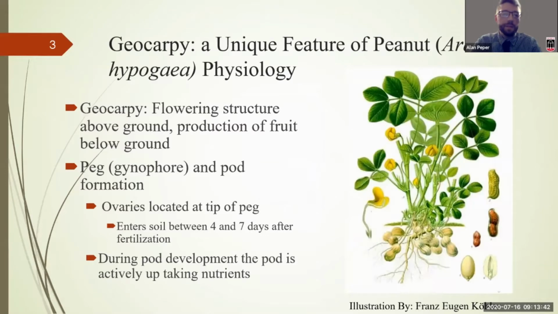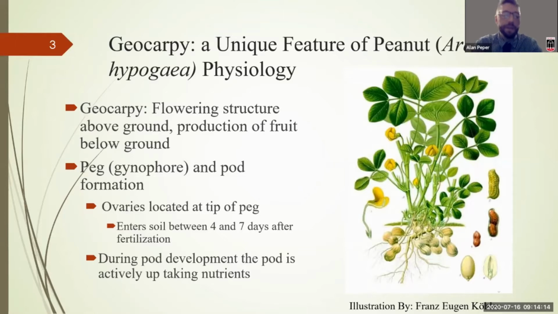So the peanut plant is very unique in the fact that it is known as a geocarpy, and a geocarpy means it flowers above ground, however, it produces its fruit below ground. This is done by the flower being pollinated, and then the flower becomes the peg, otherwise known as a gynophore. This moves below ground between 4 and 7 days after fertilization with the ovaries located at the tip of this peg. From there, the pod swells and forms.